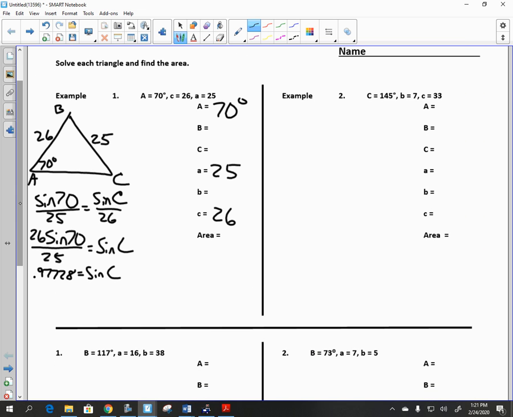At this time, you make two triangles. So this is triangle 1, and I'll make triangle 2 right here. A, B, C, A, B, and C. If it was greater than 1, then there's no solution. Sine can't be greater than 1. So triangle 1 has those. Triangle 2 is going to have the same thing. It's going to have 70 degrees, 25, and 26.